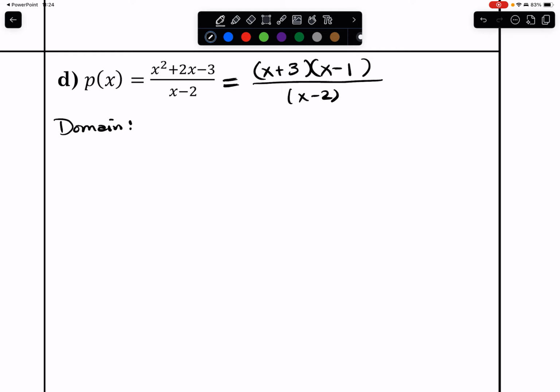So our domain here is that x cannot equal negative 2, because that would make the denominator equal to 0. And the reason that we cannot have x equal to negative 2 is because there is a vertical asymptote at that location. So our vertical asymptote is at that discontinuity, x equals negative 2.